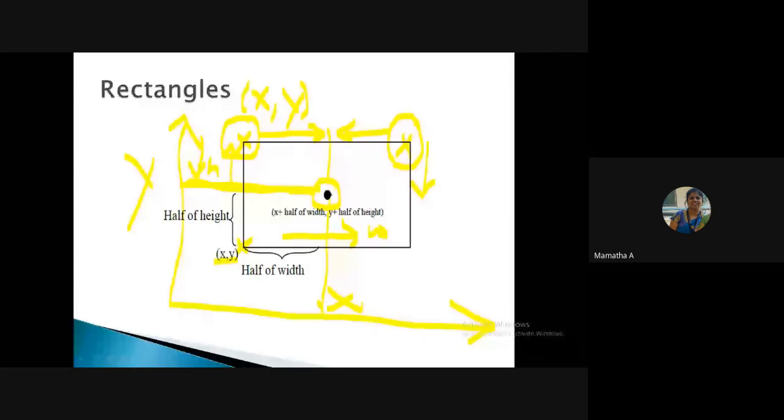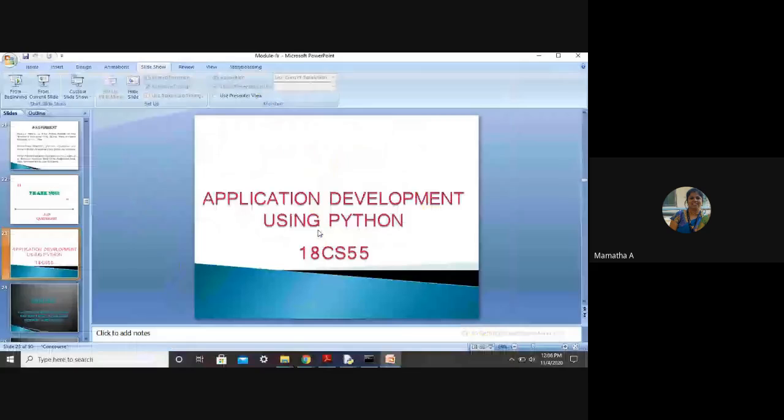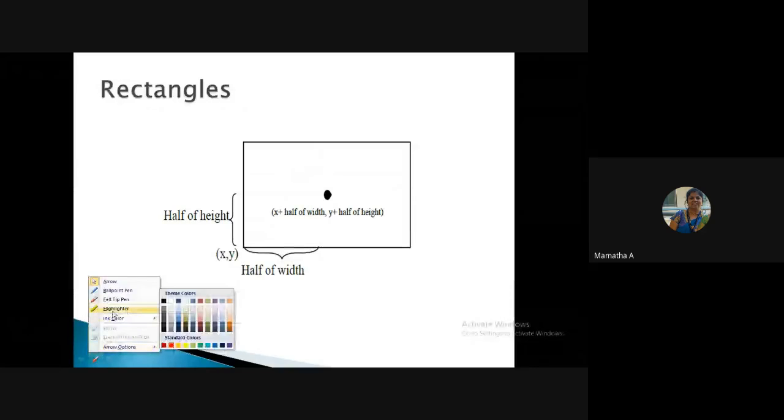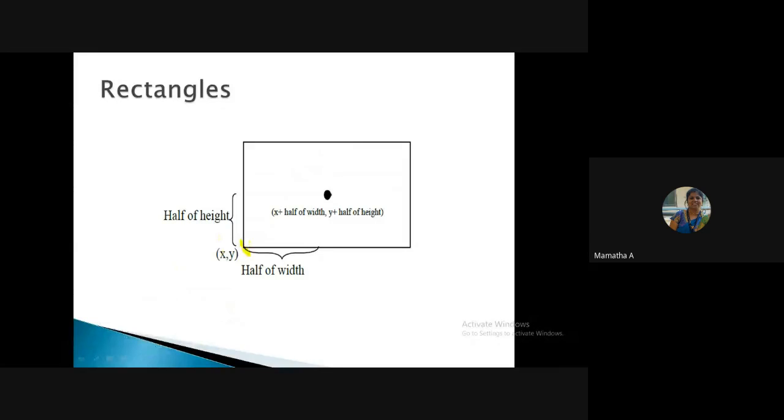So as of now, for my example, the corner point I have taken is the bottom leftmost. So if the x coordinate moves forward and the y coordinate also moves forward, I get my center. How much forward does it move? Half of the width, half of the height. Is that clear, students? Yes or no? Yes, ma'am.